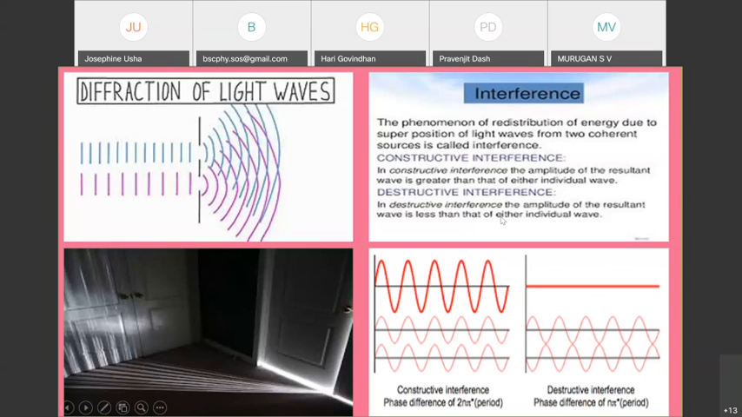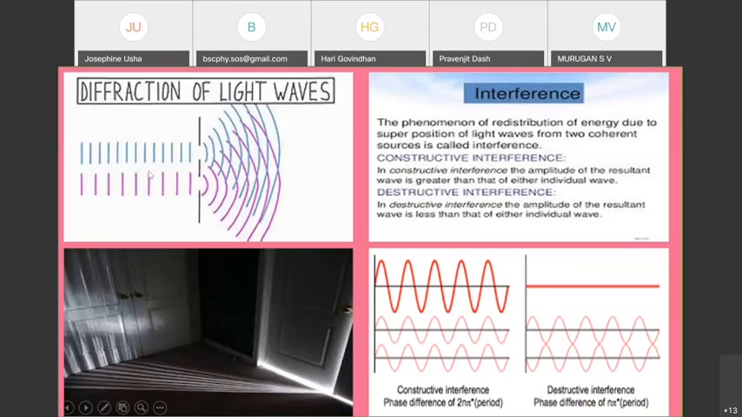Then come to interference. We are going to discuss this later in detail in the next unit. Interference is nothing but superposition of two waves from two coherent sources. Superposition of two waves means the energy or intensity will be redistributed. When the two waves superimpose, we get alternate constructive and destructive interference patterns. Here also we get a fringe pattern, alternate bright and dark fringes.